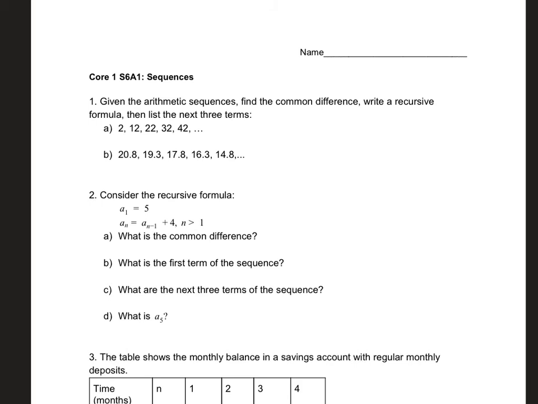This is Mrs. Arndt, and if you had me last semester, you probably can barely recognize the sound of my voice, and that's because my tonsils are so big, I can barely speak.